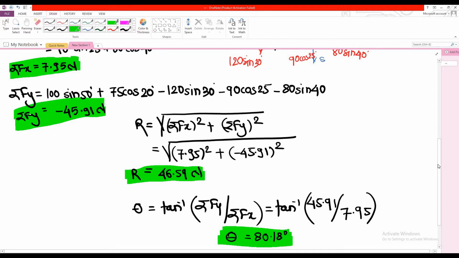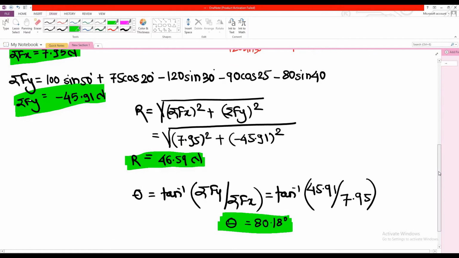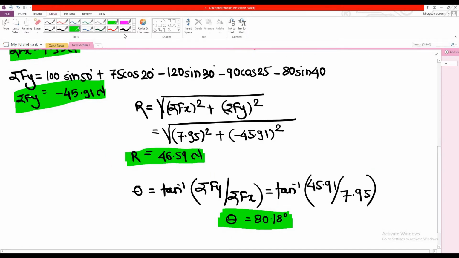Okay, now the final thing regarding our resultant, which is the quadrant. The quadrant can be found out by looking at the signs of summation Fx and summation Fy respectively. Summation Fx has a plus sign, summation Fy has a minus sign.